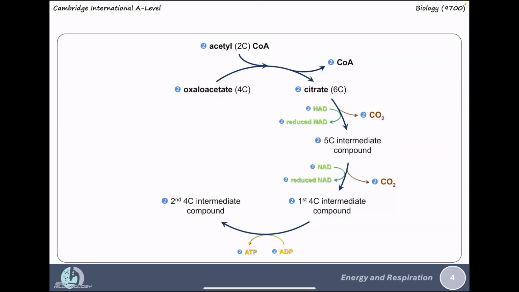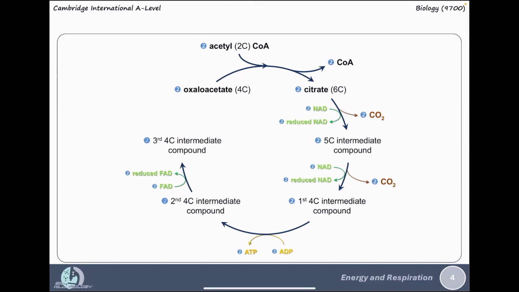The second 4-carbon intermediate compound will undergo 2 rounds of dehydrogenation. The second 4-carbon intermediate compound undergoes dehydrogenation to form the third 4-carbon intermediate compound. During this dehydrogenation, FAD is involved. FAD receives hydrogen atoms from the second 4-carbon compound to form reduced FAD. Therefore, the second 4-carbon compound is oxidized to form the third 4-carbon compound.